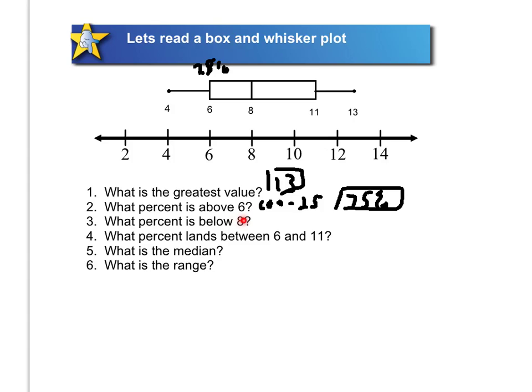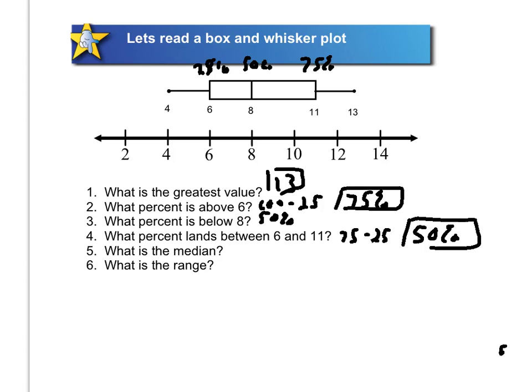What percent is below 8? Again, 8 is our 50th percentile, so that means that 50% is below 8. This one says, what percent lands between 6 and 11? Well, 6 is here at the 25th percentile, and 11 is our 75th percentile. So we want to know what percent is between 6 and 11. To do that, we take 75% minus 25%, and that tells us the answer is 50% between 6 and 11. So half of our data falls between those two numbers.